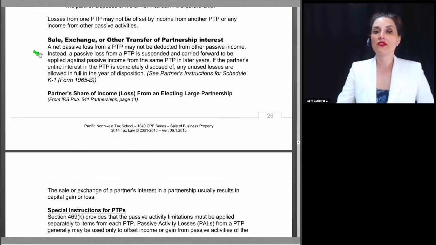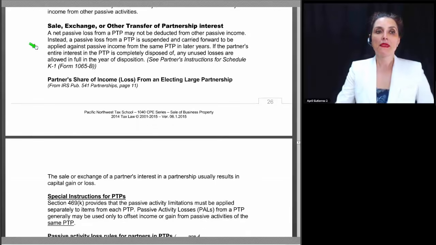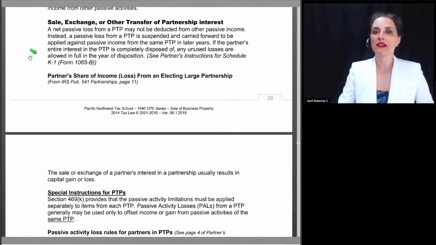Sale, exchange, or other transfer of partnership interest. A net passive loss from a PTP may not be deducted from other passive income. Instead, a passive loss from a PTP is suspended and carried forward to be applied against passive income from the PTP in later years. If the partner's interest in the PTP is completely disposed of, any unused losses are allowed in full in the year of disposition.